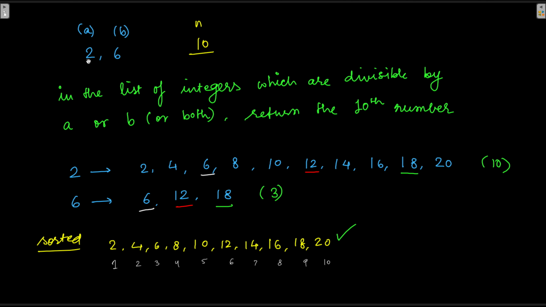So for example, a is 2, b is 6, and n is 10. In the list of integers which are divisible by a or b or both, so in this case, the list of integers which are divisible by 2 or 6 or both of them, we have to return the nth number. In this case, it is going to be the 10th number.